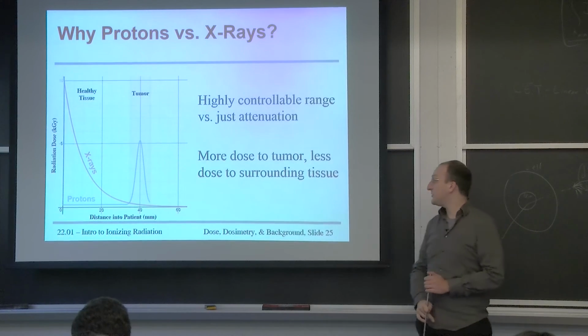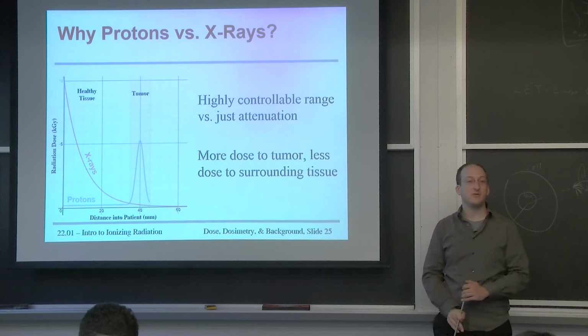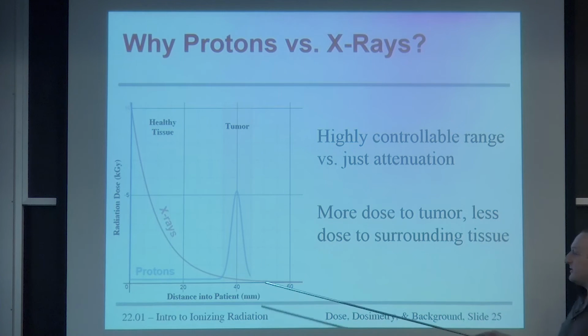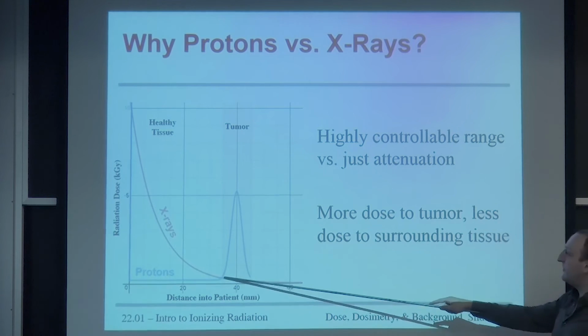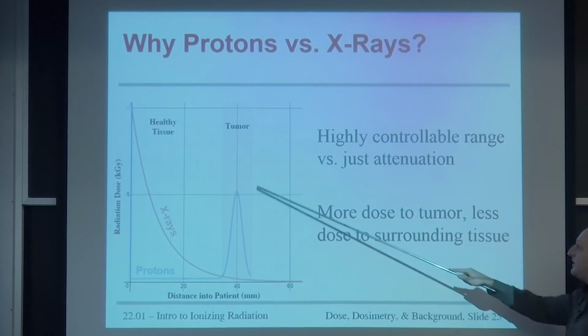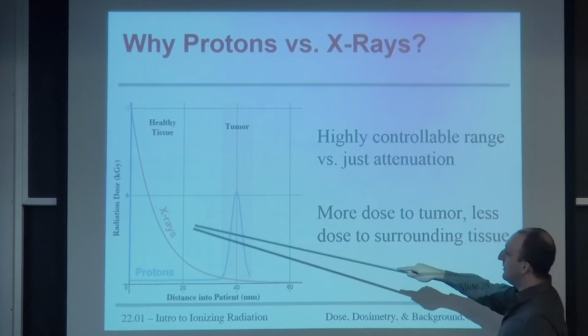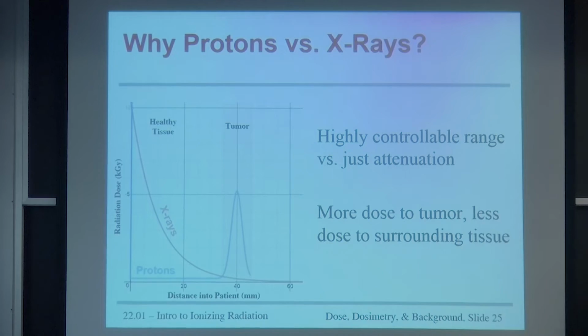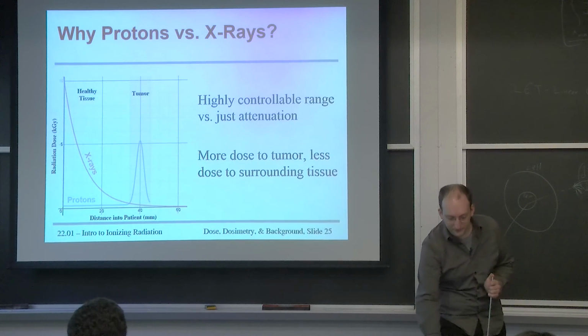And why protons versus X-rays? Well, I made a quick Desmos graph. Let's say you started off with an equivalent dose of protons and X-rays, and you're trying to get to a 40 millimeter deep tumor. This is why. This is the amount of dose that the X-rays would give compared to the protons in this highlighted tumor region. Then you look at the dose that X-rays and protons give to the rest of the person. It should be graphically obvious.